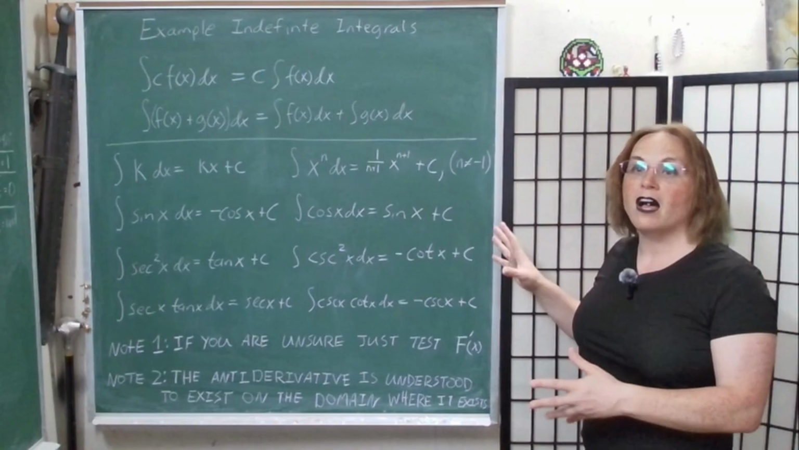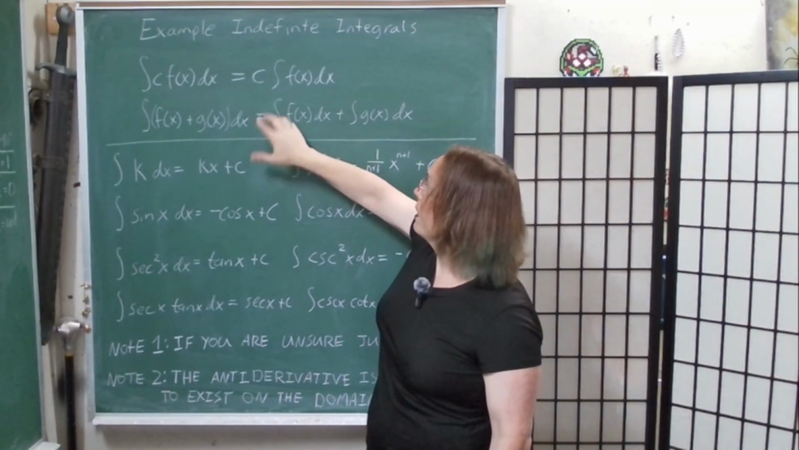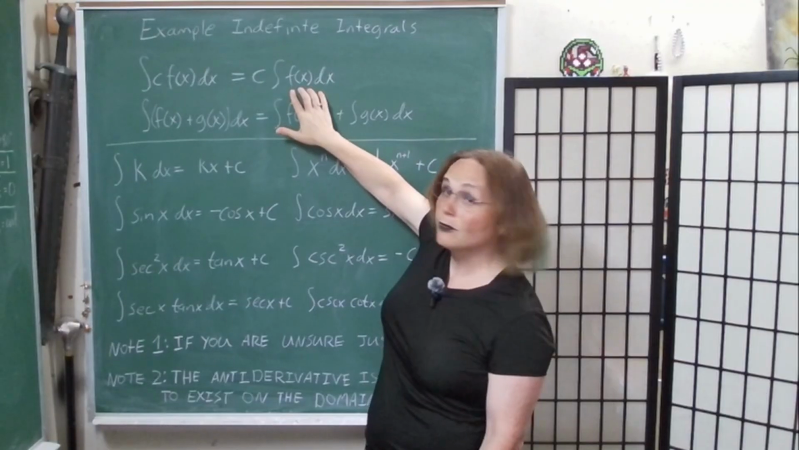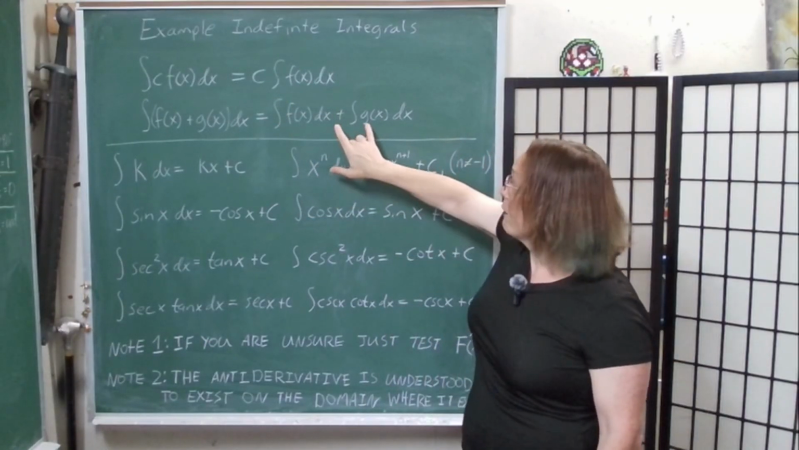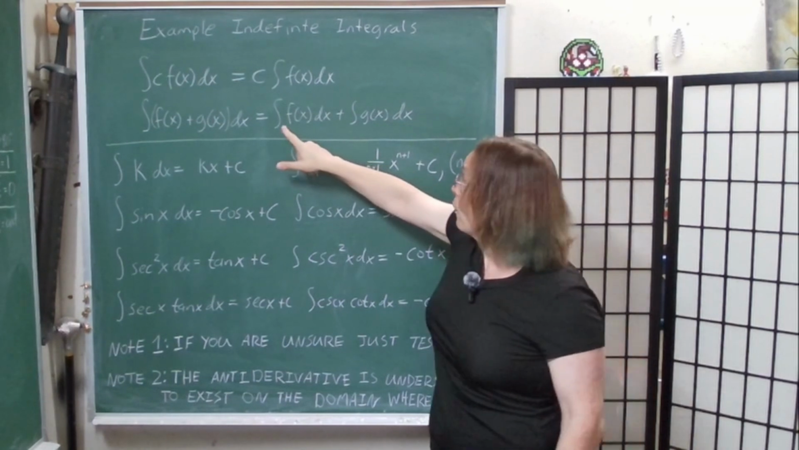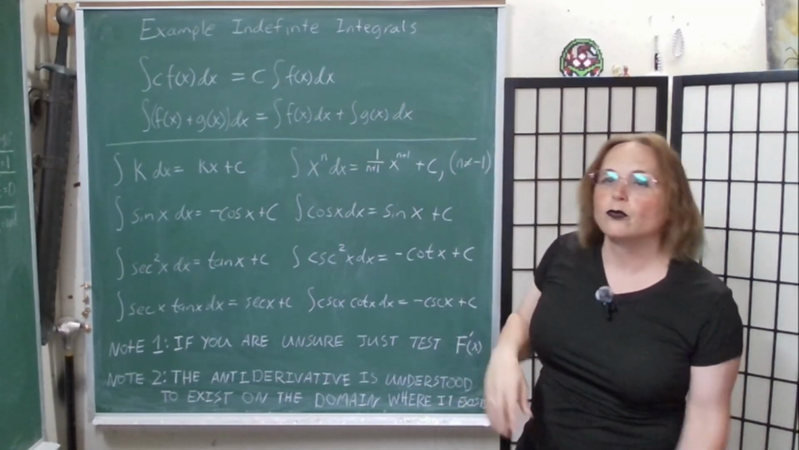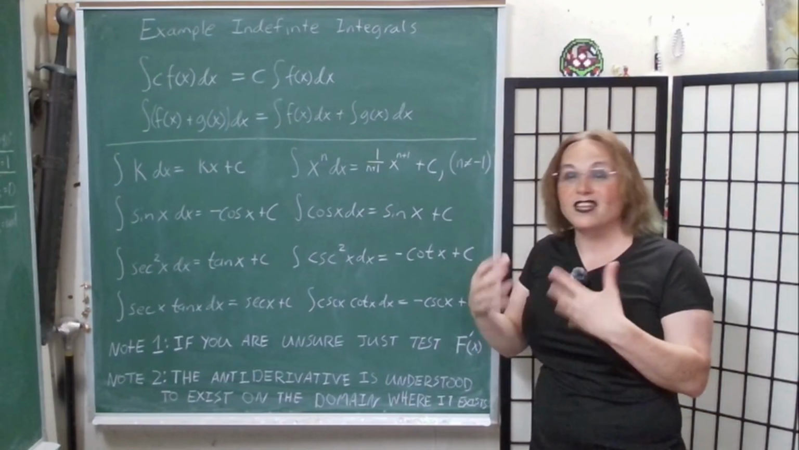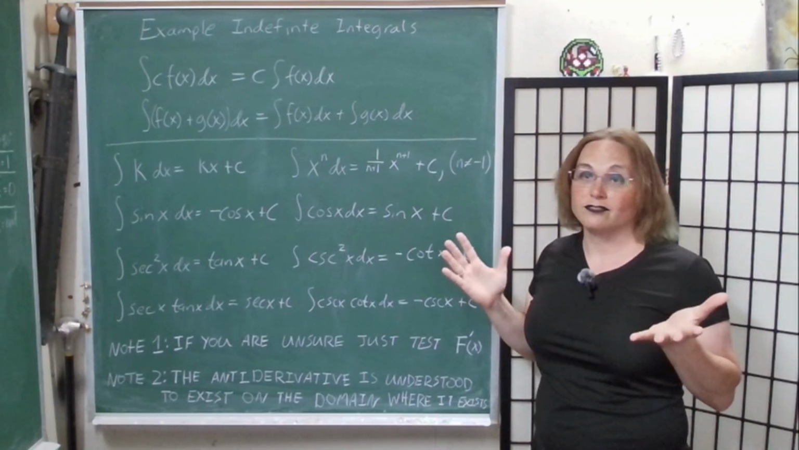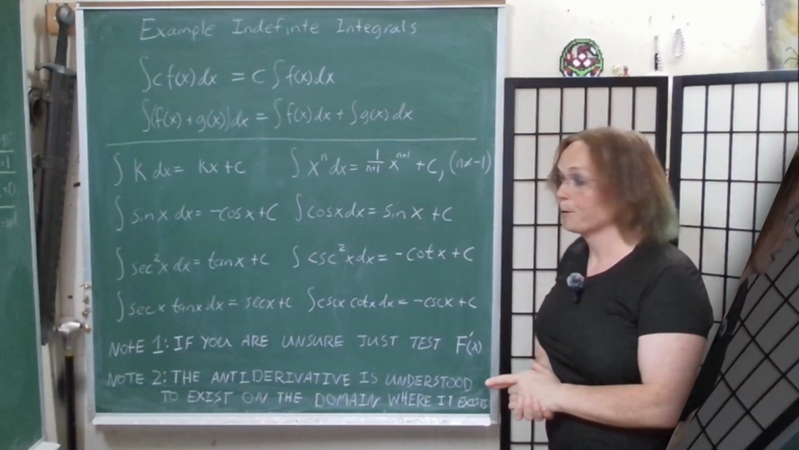Try to simplify your functions when you can, and use the properties that you have up here. If you have constants, take them out and simplify your functions. If it looks like you have things that are being added or subtracted, break them apart. Remember, your integrals are distributable across addition and subtraction. So use all of those things you've got and simplify so that you're not having to work with big chunky functions when you don't have to, okay?